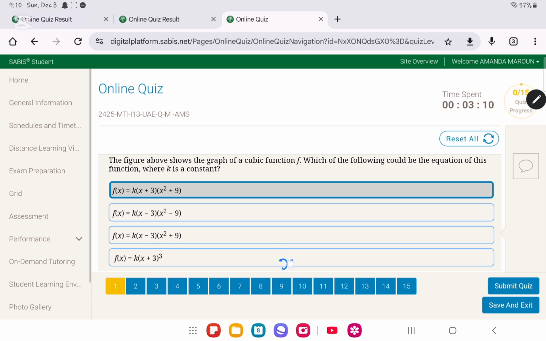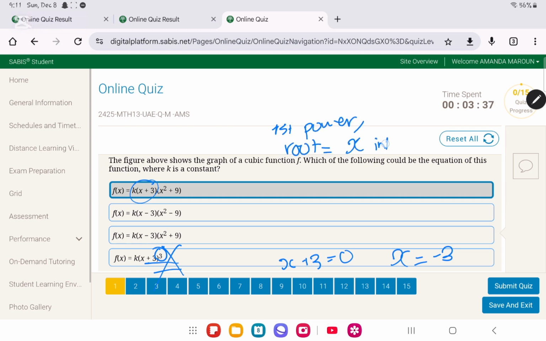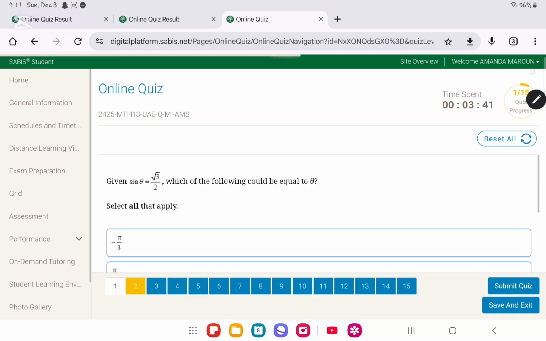Now this one, when you solve it, you're going to get x plus 3 equals to 0, x is equal to minus 3. Then why don't we choose it? Because it is to the third power. That means it has 3 roots, 3 possible roots. So at the third power, we do not take it. It always has to be to the first power. Okay? And the root has to be equal to the x-intercept.